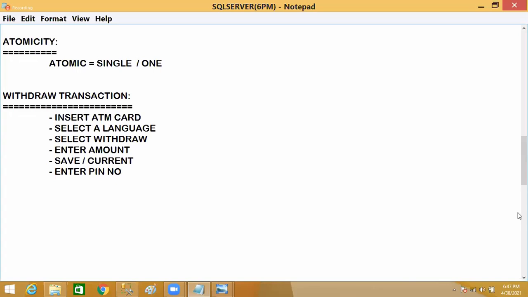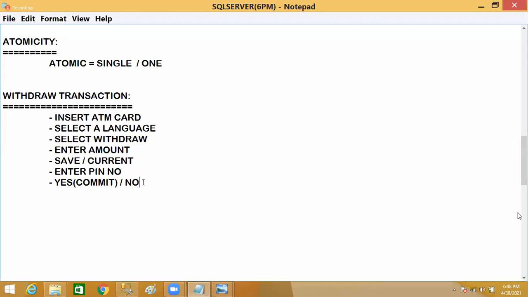After entering the PIN number, finally it asks yes or no. Now what does yes mean here? Yes is nothing but commit. That means your entire transaction is committed. Once your entire transaction is committed, only then will the money be withdrawn.